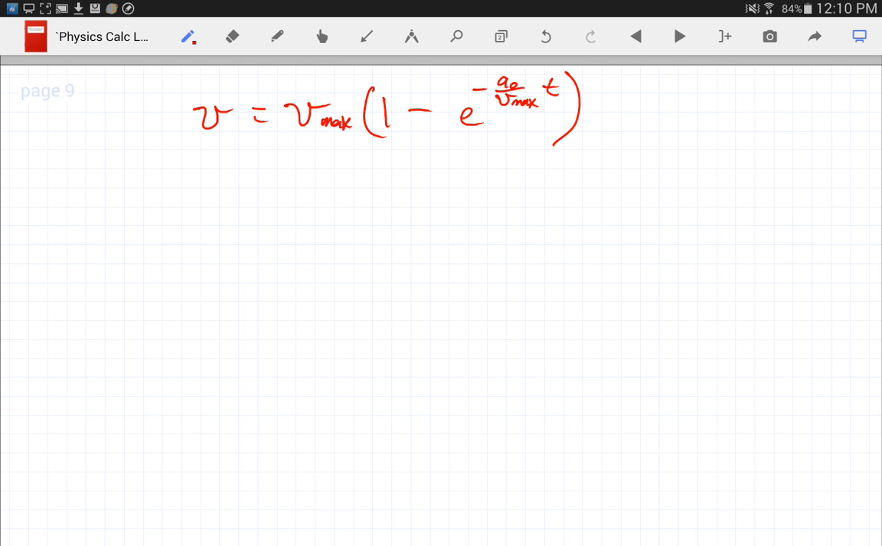Acceleration is meters per second squared. Multiply that by time, that'd be meters per second. Divide it by speed, meters per second divided by meters per second, and it's unitless. Always a good thing to check the units.